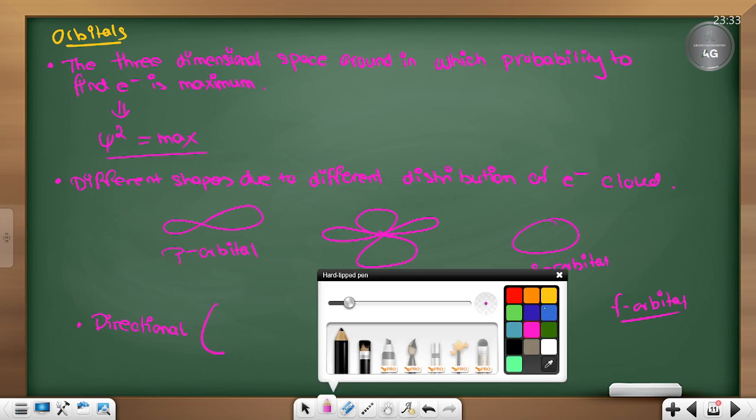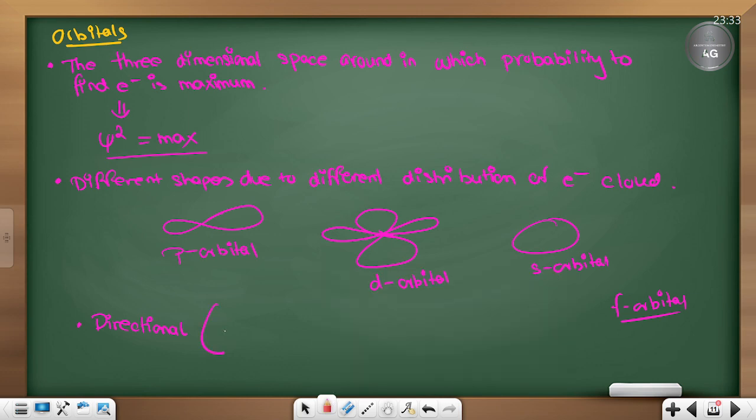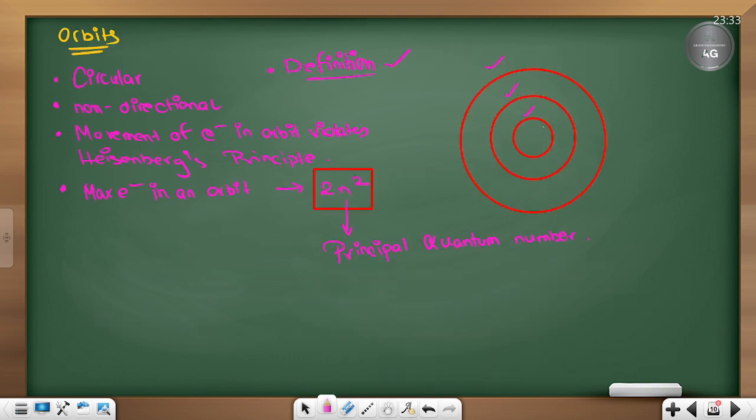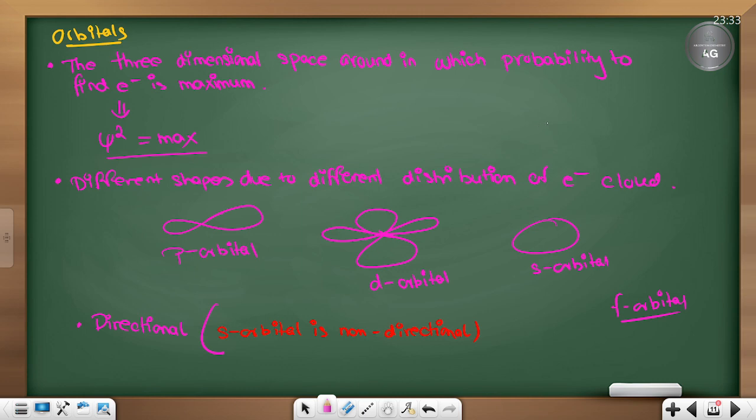Bracket. Important thing I am writing, exception. S orbital is non-directional. Again the same reason. What is the reason for that? It is spherical. So if it is not having a direction, why will this have a direction? That is also a sphere. Clear? So S orbital is non-directional. Others are directional. Clear?